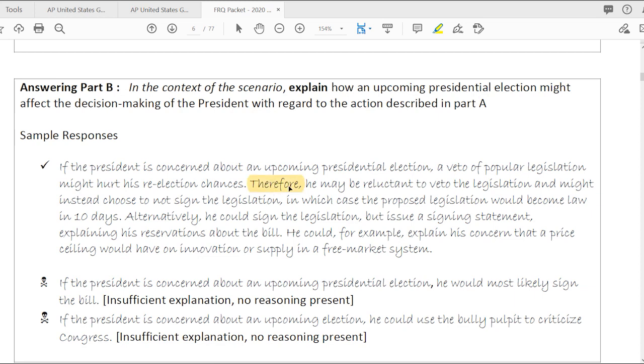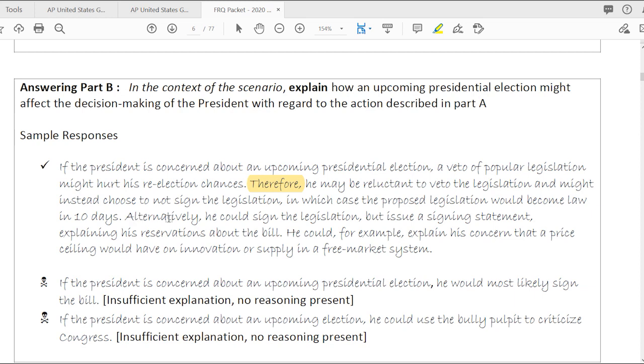So notice the word therefore. You're basically explaining why a veto is not a good idea if there's an upcoming election when the president is presented with legislation that is popular with the general public. Okay, therefore he may be reluctant to veto legislation and might instead choose not to sign the legislation, in which case the proposed legislation would become law in 10 days. So that's another option we didn't talk about previously, but the president could simply not sign it. Article 1, Section 7 gives the president that 10-day clock.